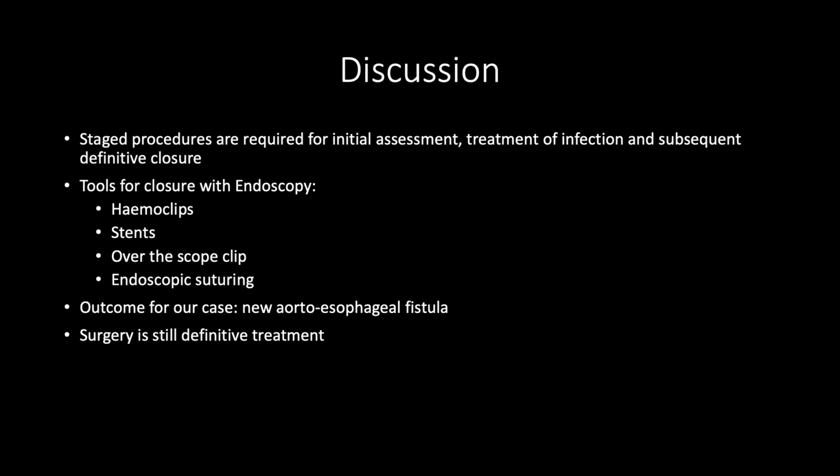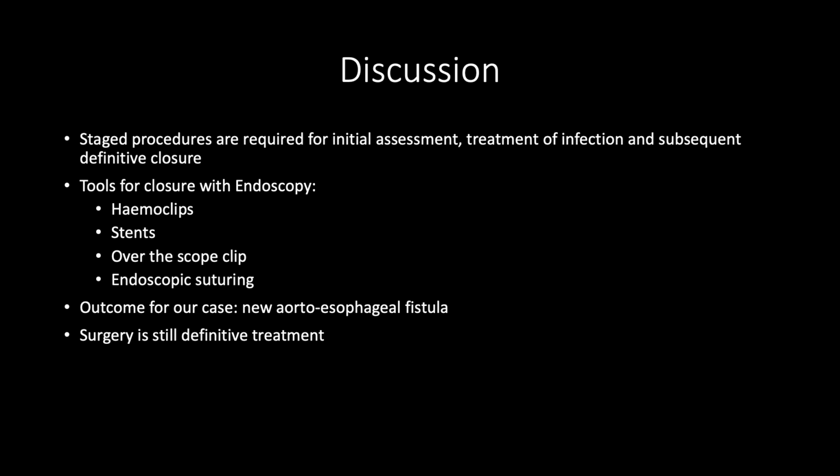When attempting these complex endoscopy procedures, we have found a stage approach is useful. The initial endoscopy is for assessment, followed by treatment of the infection, be it through endoscopic drainage, followed by definitive closure. For closure of the defect, there are a few tools, namely hemoclips, stenting, OTSC or endoscopic suturing.